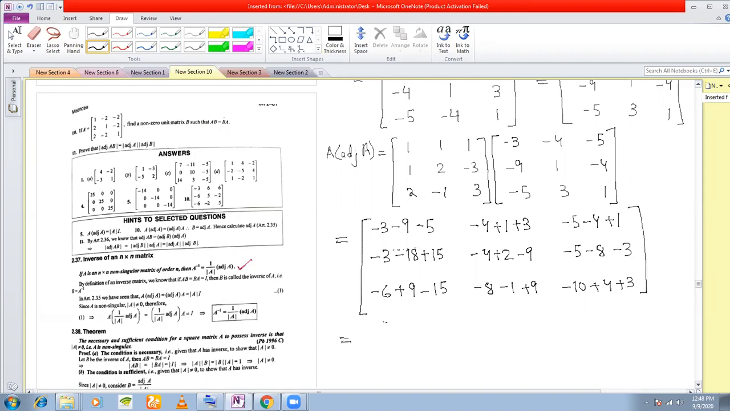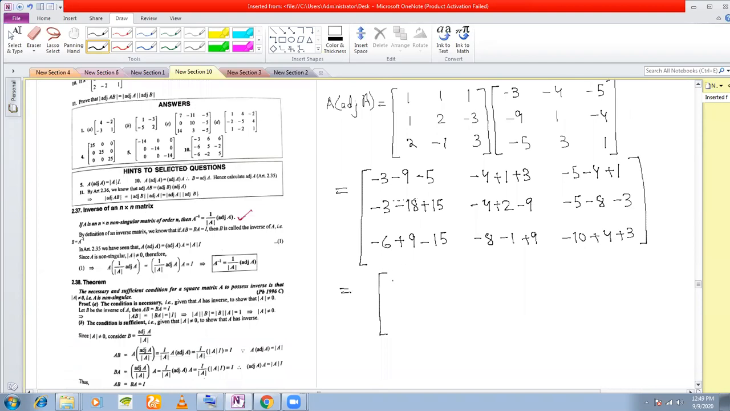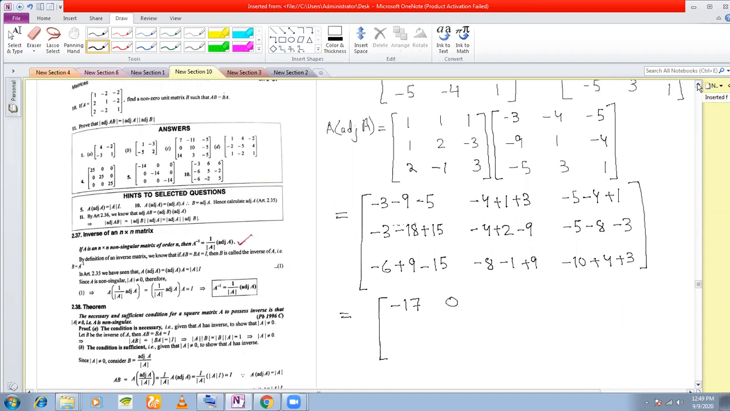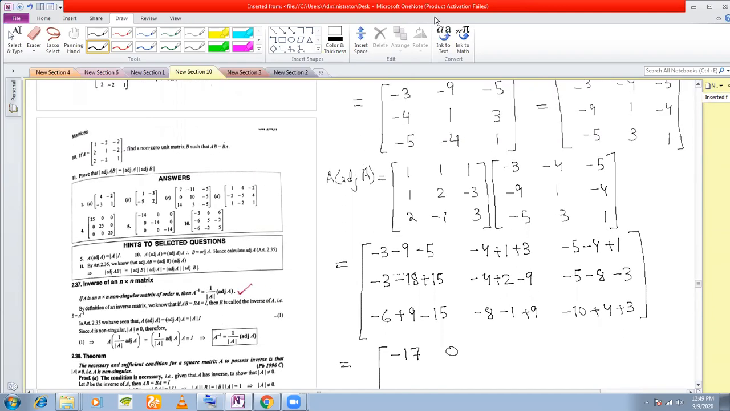Now, just add these. First row, third column: minus 5, minus 4, plus 1. It should not be actually. Have I made any sign mistake? Just let me check once again.